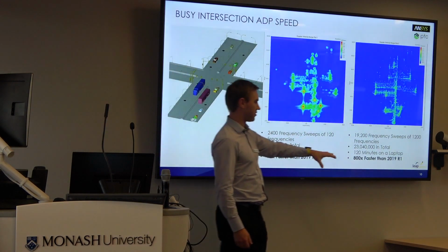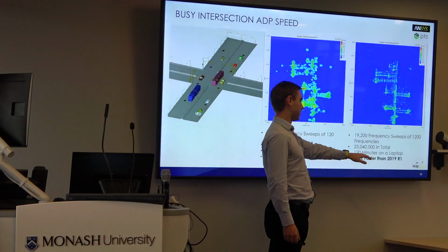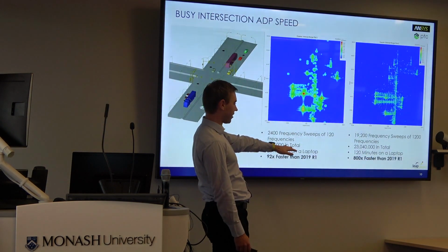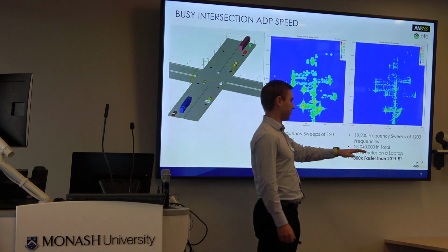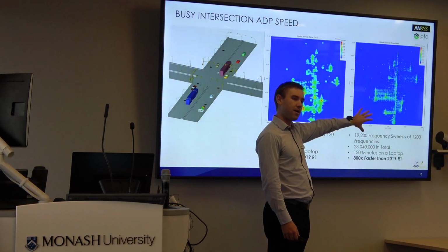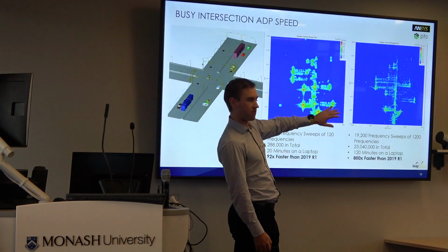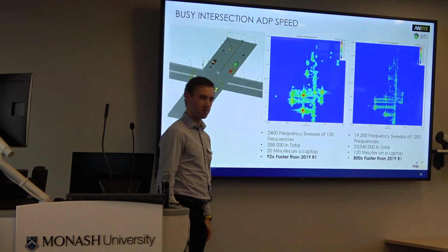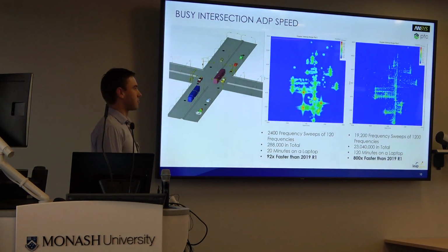And now we have the option to do stuff like this. So this was almost 300,000 frequency sweeps. This is 23 million frequency sweeps. And this solves in 2 hours on a laptop. So we can produce very, very detailed range Doppler plots now with not very much computation.